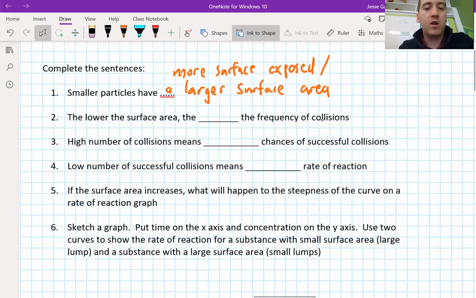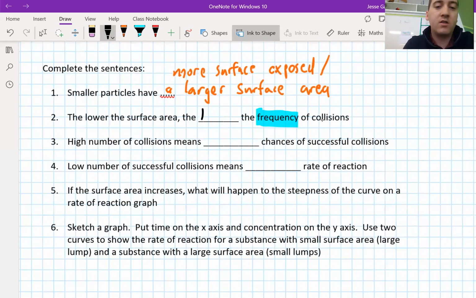Number 2, the lower the surface area, the blank the frequency of collisions. So what happens to the frequency? I'm going to keep highlighting this word so that you know how important it is. Okay, so the lower the surface area, the lower the frequency of collisions. So if you think about the low surface area, these are like the big chip. Low surface area is the big chip, and that means there's going to be less collisions. So the lower the frequency, because it's less often that they happen.